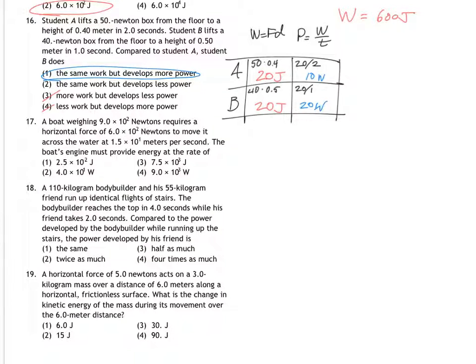Okay, so for 17, we have a boat whose weight is 900 newtons, but it requires a 600 Newton force to move it forward at a speed of 1.5 meters per second. I guess that would be 15 meters per second. So the boat's engine must provide energy at the rate of. So if they're asking me about providing energy at the rate of, they're really asking me about power. So I know that the answer has to be in watts, and I just noticed that choice 1 and choice 3 can't be the answer because they're in joules. So we'll come back to that in a minute.